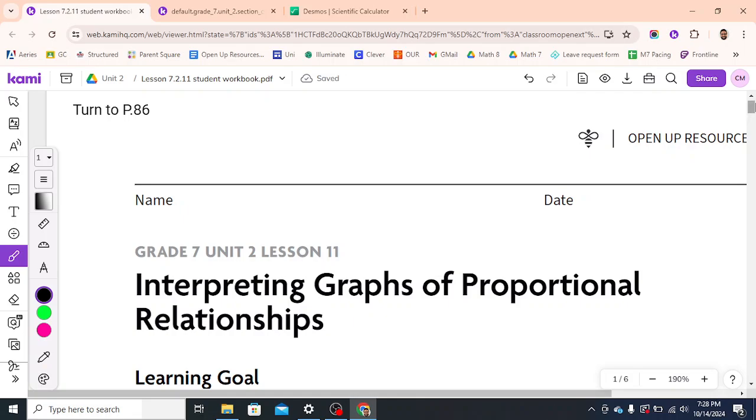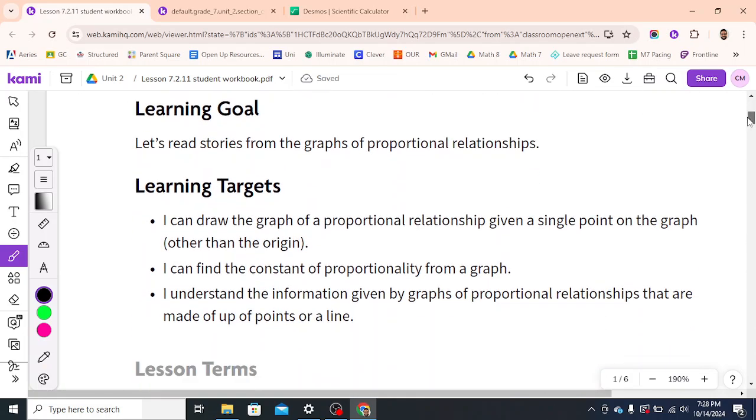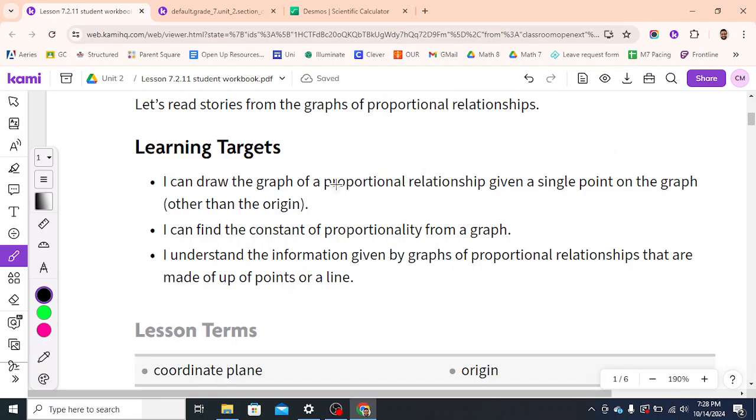Now remember, with our graphs, there's some key vocabulary that we want to work with. And our learning targets include, again, I can draw a graph. So we talked about plotting points. I can find the constant of proportionality. Remember, that's the k value. So what is k equal to?